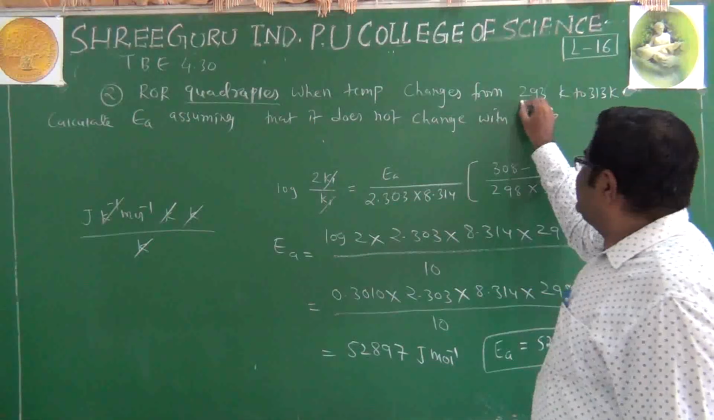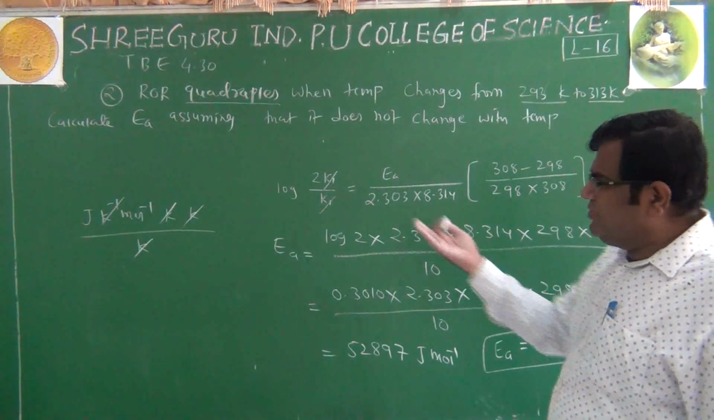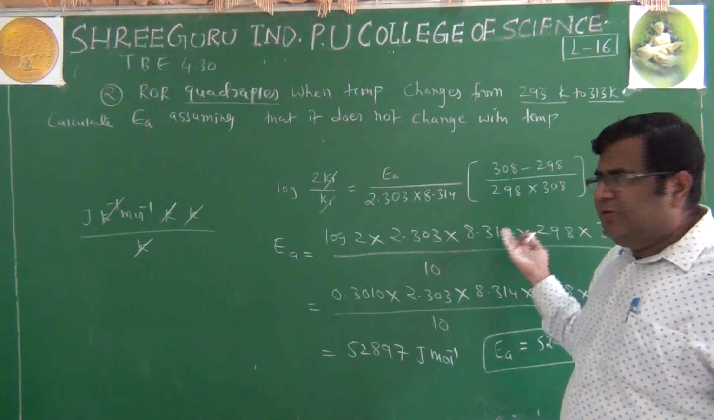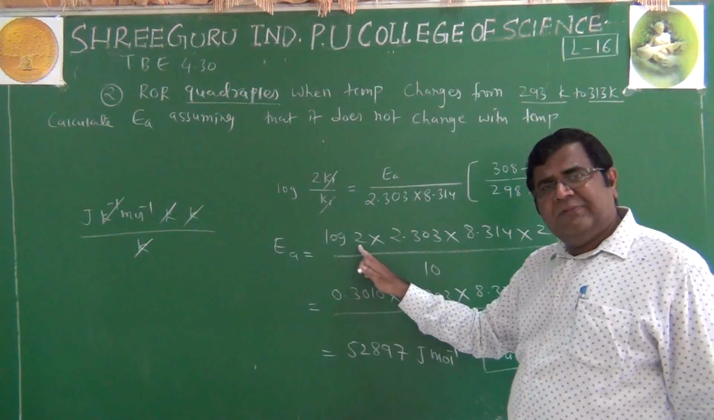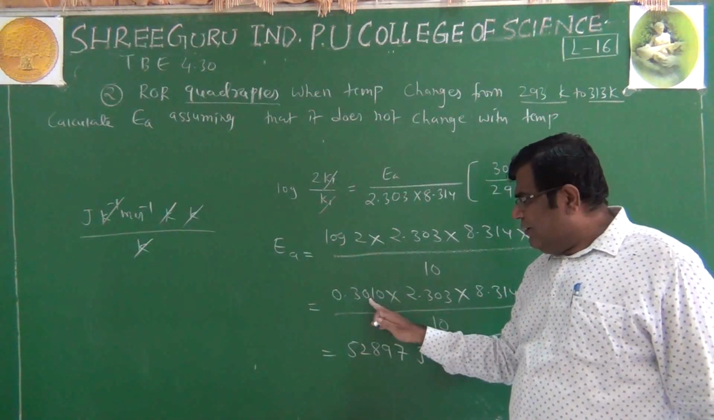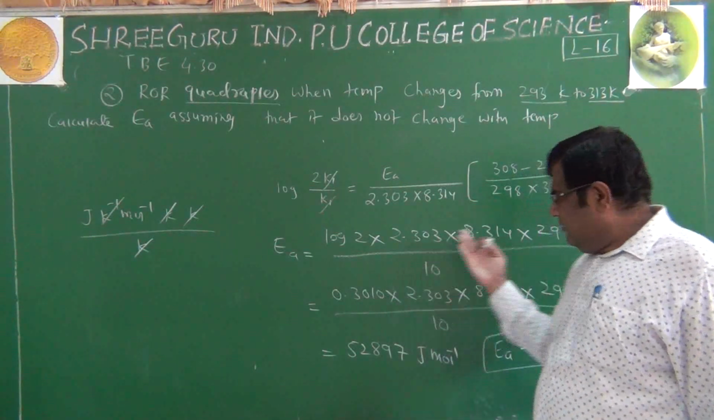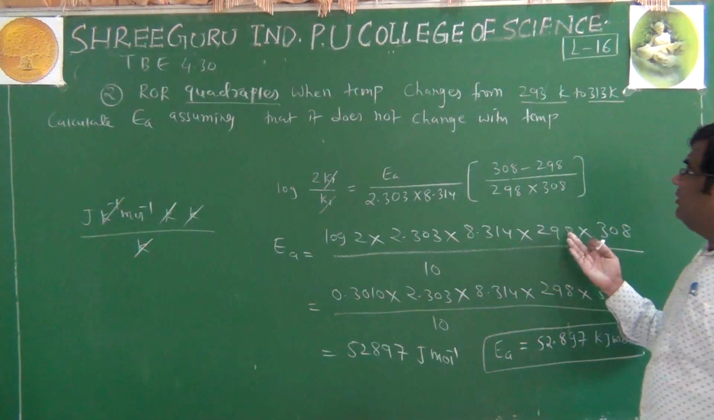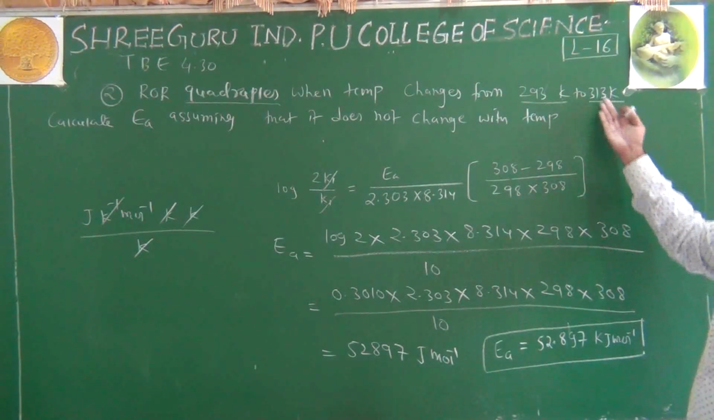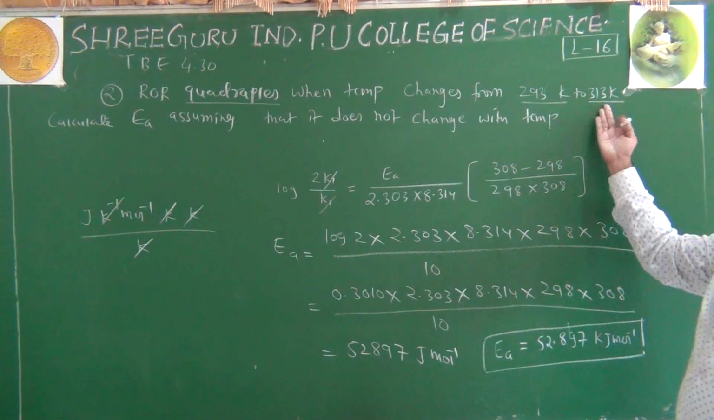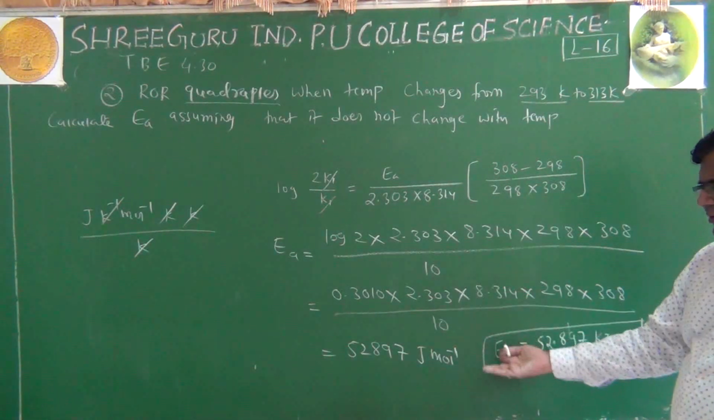This is the initial temperature T1, this is T2. If we know the relation between K2 and K1 and T1 and T2, it's very simple. Once again I will not solve this. Here log 4 will come, which is 2 times log 2, which is 0.6021, and 2.303, 8.314. Instead of 298, 293, and instead of 308, 313 will come, and the difference between them is not 10 but 20, and you will get the answer.